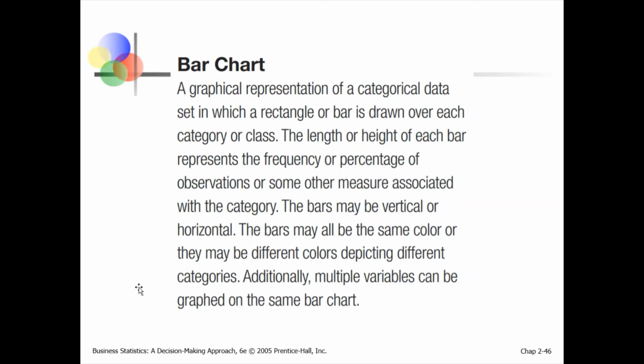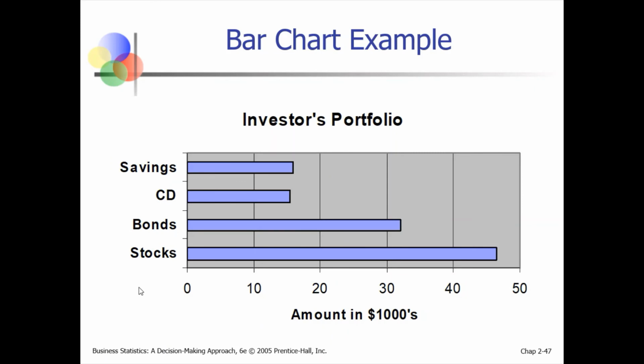A graphical representation of a categorical data set in which a rectangle or a bar is drawn over each category or class. Okay, so dito na ako nabasahon. But basically, ani ang bar chart, no? Na siya bar sa kada category. So the bar indicates unsa kadaghan ang frequency ana nga category. So in this example, we see na si stocks, mas daghan siya og frequency, mas daghan siya og value nga gialat sa iya, no? Compare sa savings, CD o sa bonds.